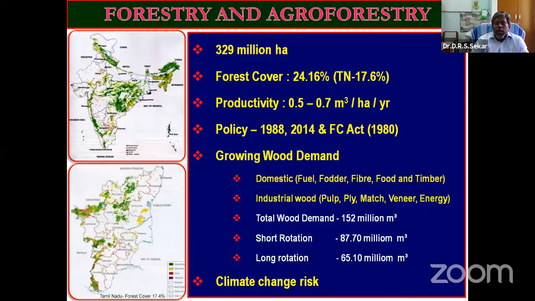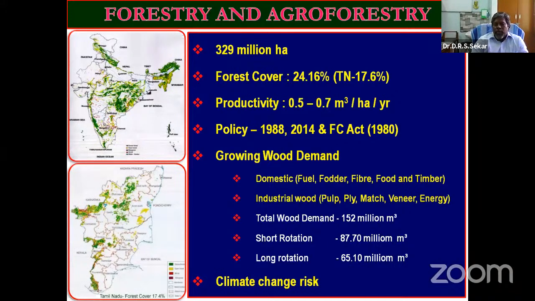I would just like to give a glimpse of forestry and agroforestry in the Indian scenario. Around 329 million hectares of land, of which forest cover is Tamil Nadu having only 17.6%, against a total of 24.16%. This is the recent Forest Survey of India data. The productivity is as low as 0.5 to 0.7 cubic meters per hectare per year. There is the National Forest Policy 1988, the National Agroforestry Policy 2014, and the Forest Conservation Act 1980, which also concentrate more on this.